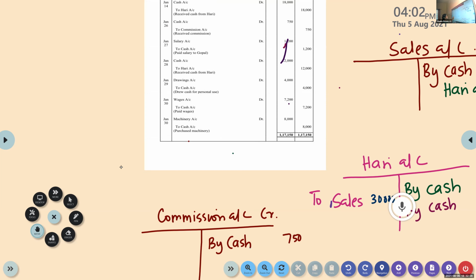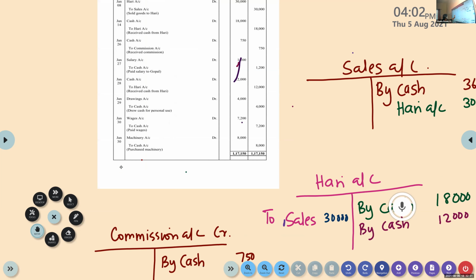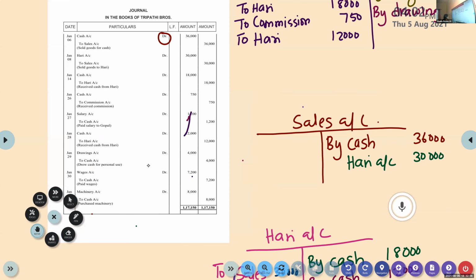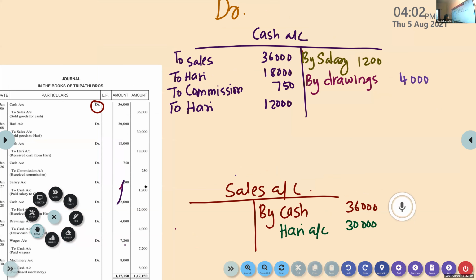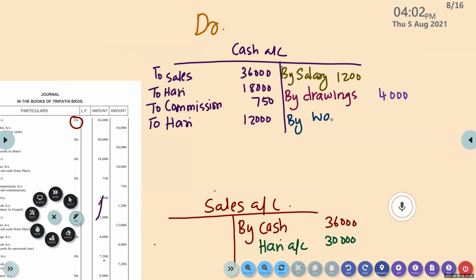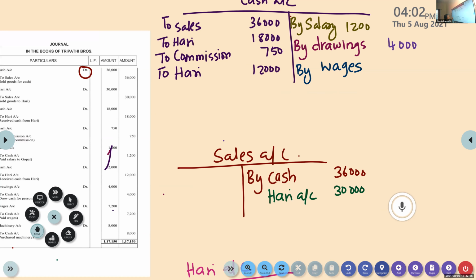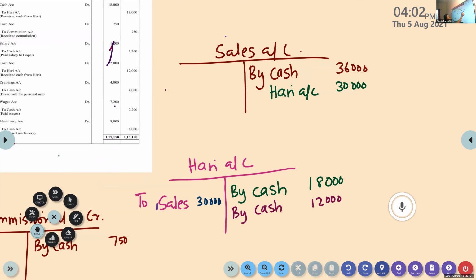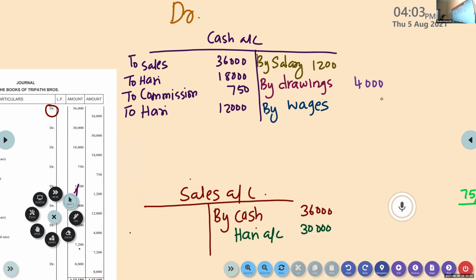Okay. Now, wages account debtor to cash. Come to cash account. So cash is credited over there, so we will write it on the credit side of cash, by wages. Write the amount. What is the amount? 7,200.